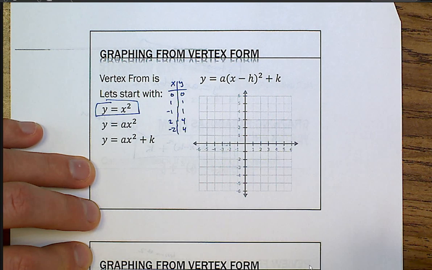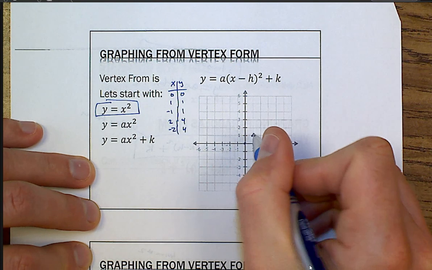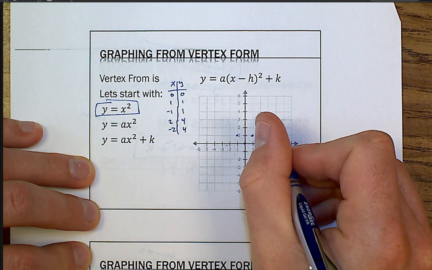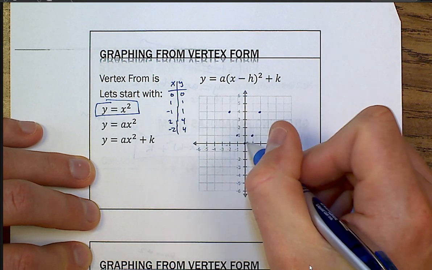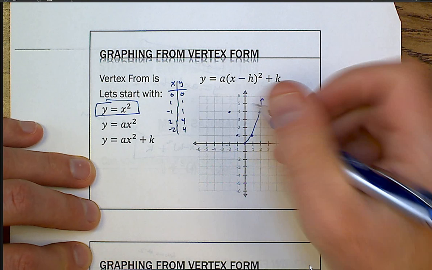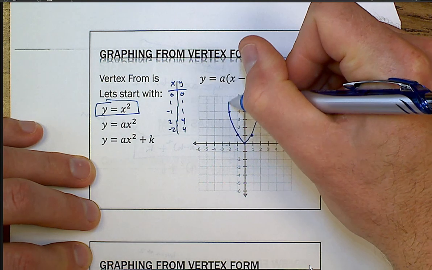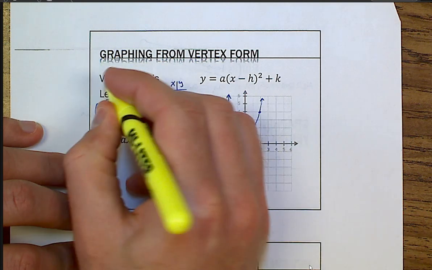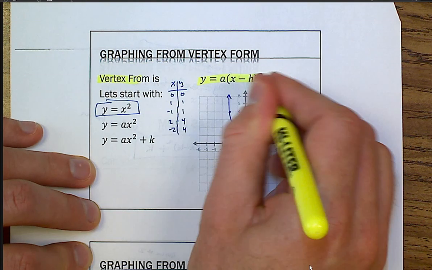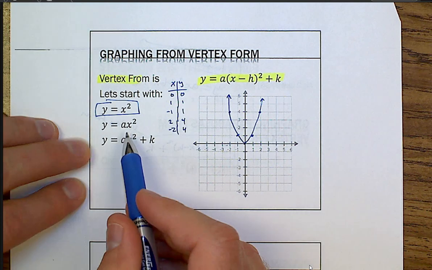That's your (0, 0), (1, 1), (-1, 1), (2, 4), which would be here, and (-2, 4), which would be here, right? And this would be our parabola, okay? So that's your basic equation. Again, this is vertex form that we're looking at right here. And so we want to talk about what the A value does.